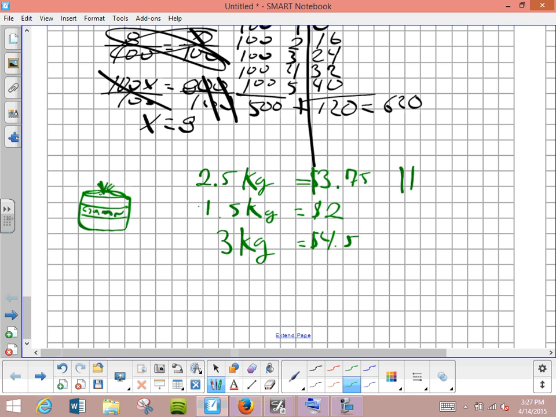The first one for 1 kilogram equals $1.50. The second one for 1 kilogram, $1.33 because it repeats. And the last one, 1 kilogram equals what? $1.50. Wow, some of you don't know how to divide.